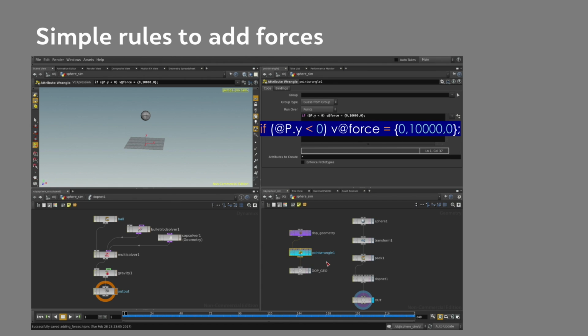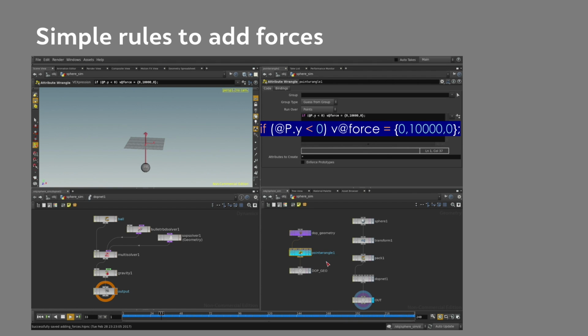Here's a very simple example of how to create a feedback loop to drive a rigid body simulation. What you're looking at is a ball that is being affected by gravity, but when the ball is below zero in the y-axis, I give it a force in an upward direction. In the bottom left, you can see the basic setup inside the DOP network. I have two solvers, one for the rigid body simulation and one to fetch the current frame's geometry, analyze it, and modify it if necessary.